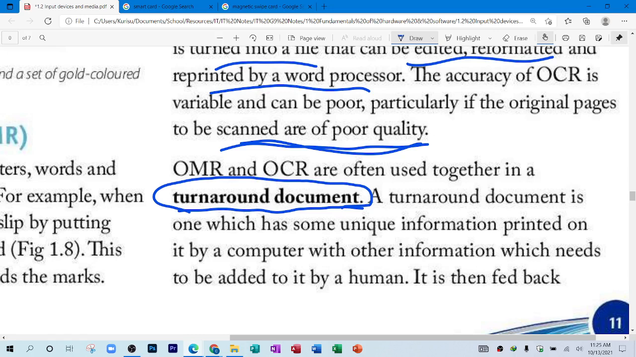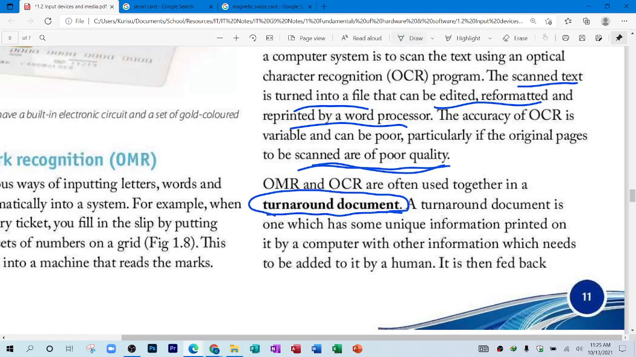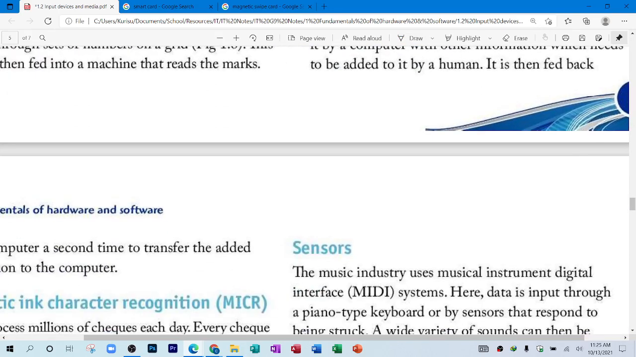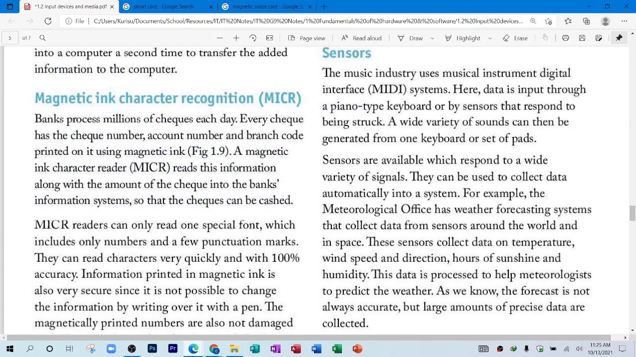On one side, it's going to have information telling you what is happening, and then on the other side is where you write in your personal information. So like if you're applying for something or registering for something, you put your information at the back, and OMR or OCR would scan that information into the system.